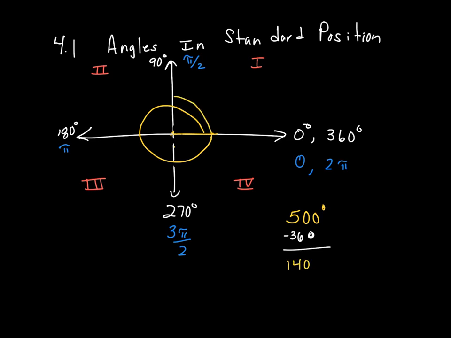So I go from here. This gives me 90. So this will be my final portion of the angle. I already went 90 degrees, so I only need to go 50 more to get 140, because that's 90 plus my 50. So this will be the terminal side of my angle, and that is either 500 degrees or 140 degrees. And that angle is in quadrant 2.